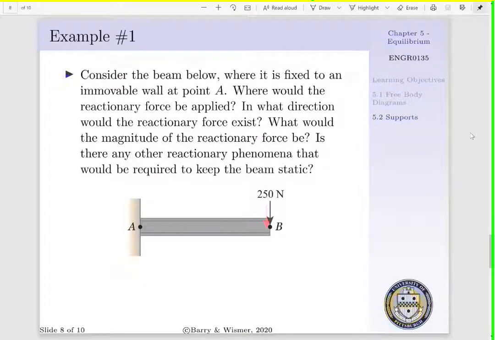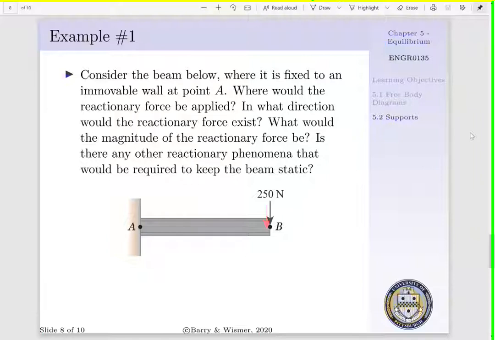Now let us look at a basic example of a fixed support. That is, we have a beam that is fixed to an immovable wall at point A. Where would our reactionary force be applied? Well, our wall is providing a reactionary force. That is, we will have Ry existing at A. In what direction would this reactionary force exist? In the positive y direction, to counter out the 250 Newton force acting in the negative y direction. What would the magnitude of this reactionary force be? We would assume it to be 250 Newtons, to counteract the 250 Newton applied load at B.